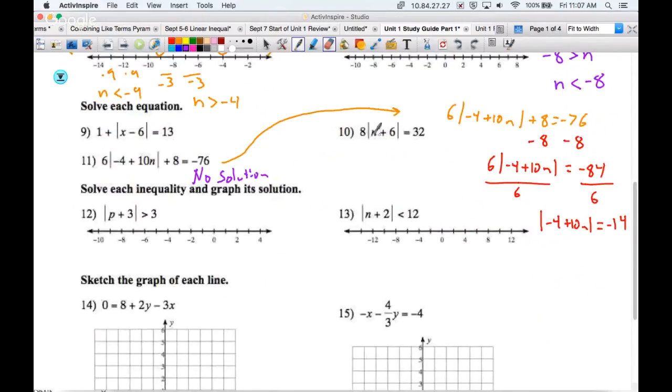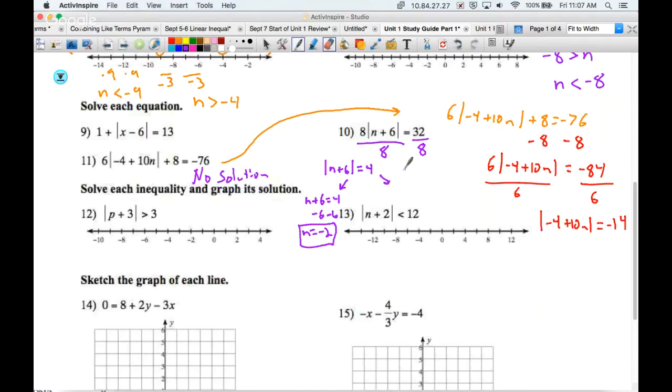Let's just do 10 real quick since we didn't see an example of actually solving it. I'm going to start by dividing both sides by 8. Now I've got the absolute value of n plus 6 equals 4. At this point, we split it into the two cases. One case where we drop the brackets entirely. n plus 6 equals 4. The value is positive, so it doesn't have a job to do. Subtract 6 from both sides. I've got n equals -2.